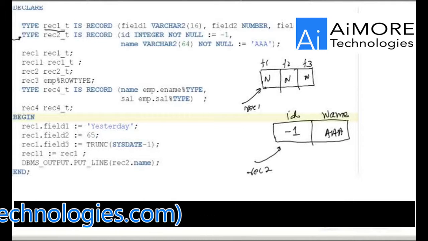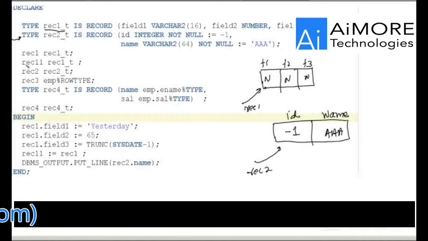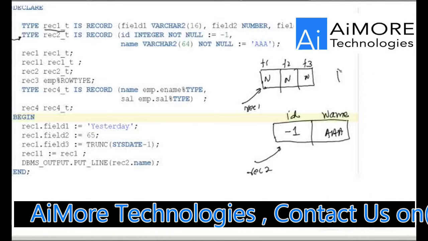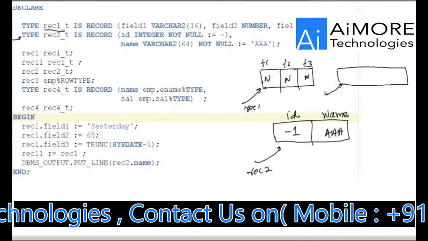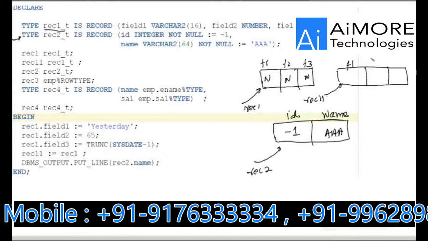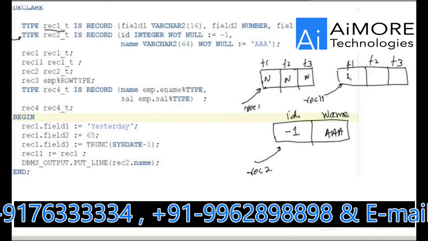Then at line number 7, I did something like this. I also defined another variable called rec11, which is of the same type as rec1_t. That means my rec11 is something like this: rec11, with fields f1, f2, f3, all null.